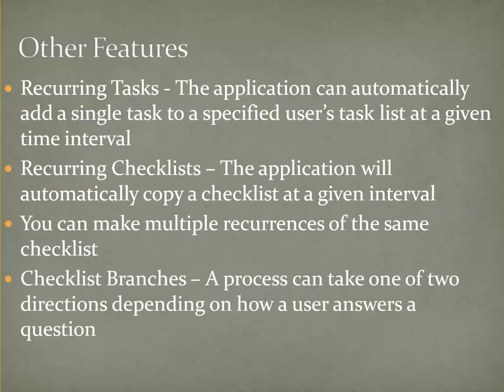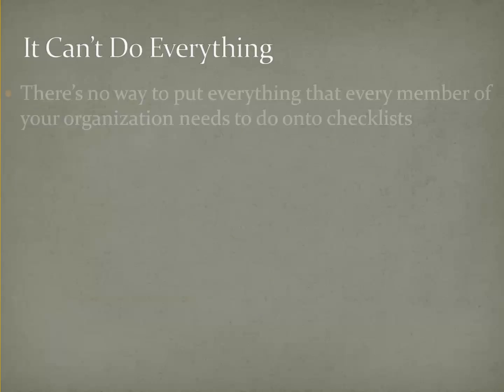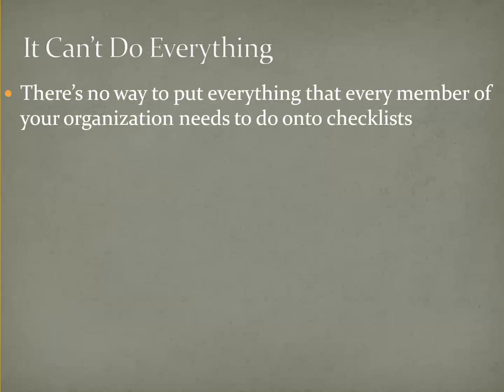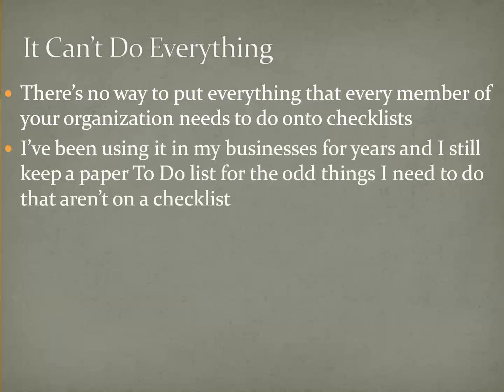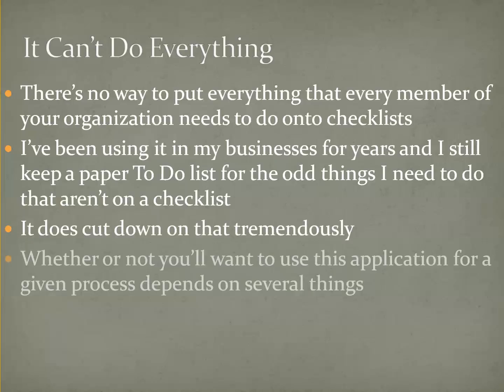It also enables you to set up checklist branches, where going through a process can take one of two different directions depending on how a user answers a question. But in spite of all that, it obviously can't do everything. There's no way to put everything that every member of your organization needs to do onto checklists. I've been using it in my business for several years, and I still keep a paper to-do list for the odd things that I need to do that aren't on a checklist, but it does cut down on that tremendously.